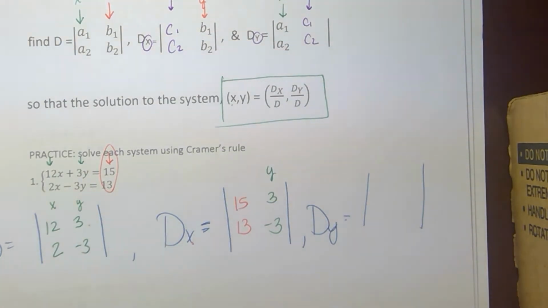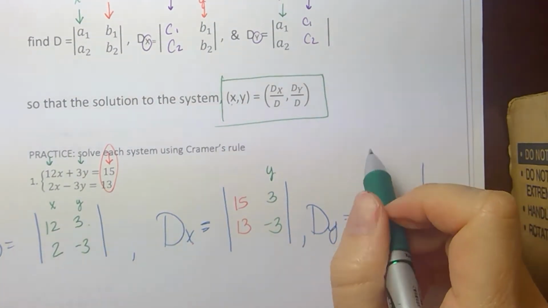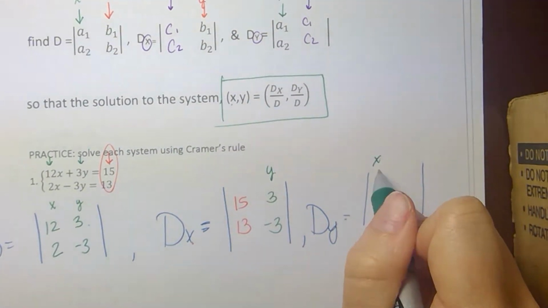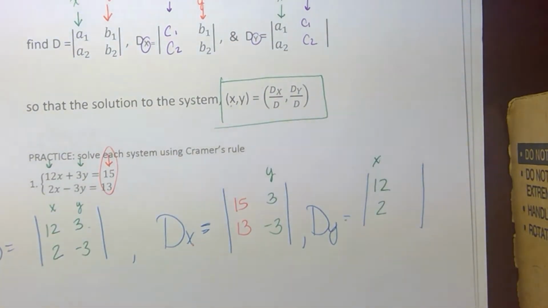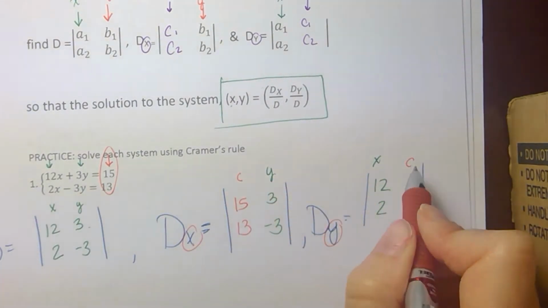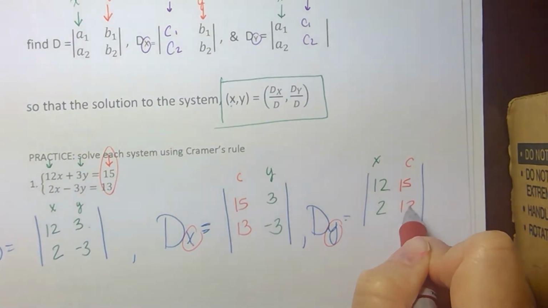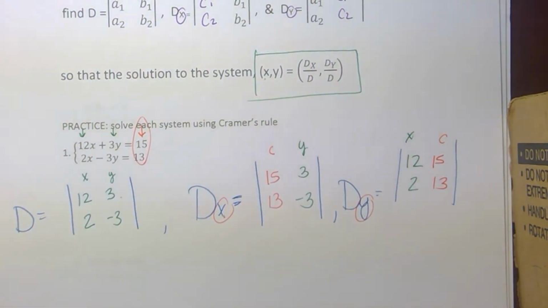For the last determinant, D sub y, I'm taking out the y coefficients. So I put my x's back, 12 and 2. And then I'm taking out the y column and I'm replacing it with the constants. My constants are 15, 13. All right, we have all three of our determinants set up.